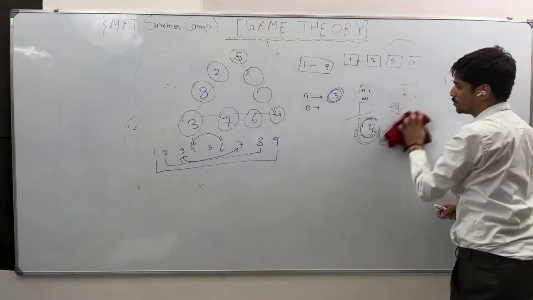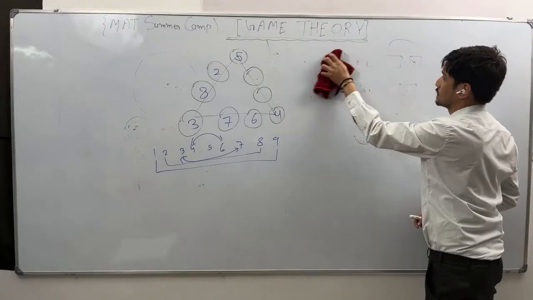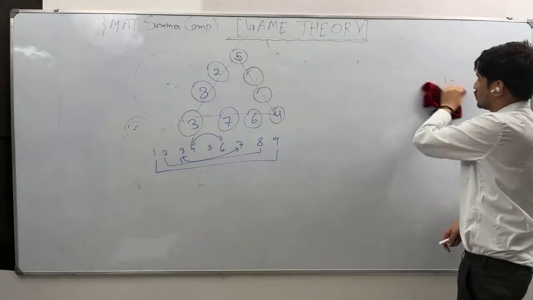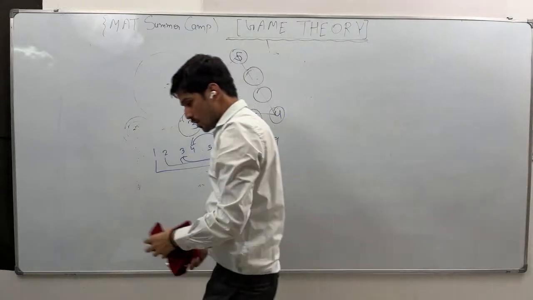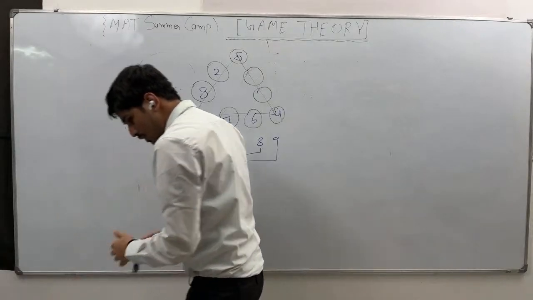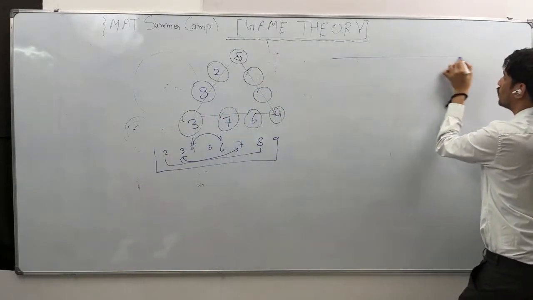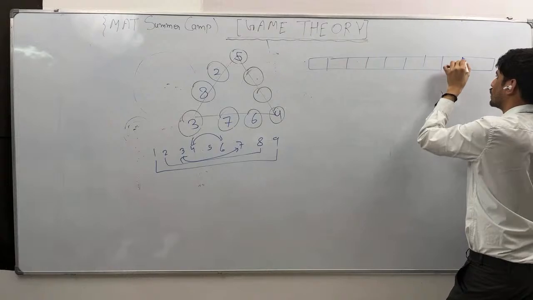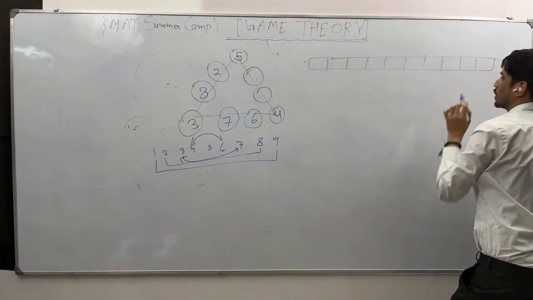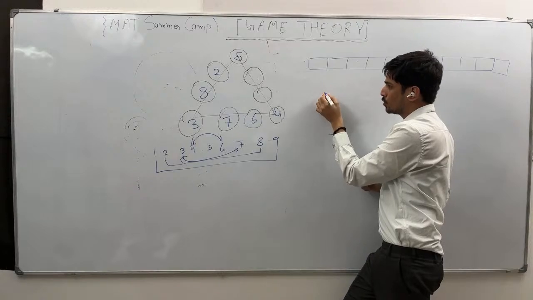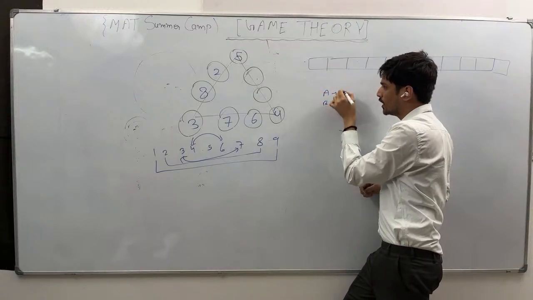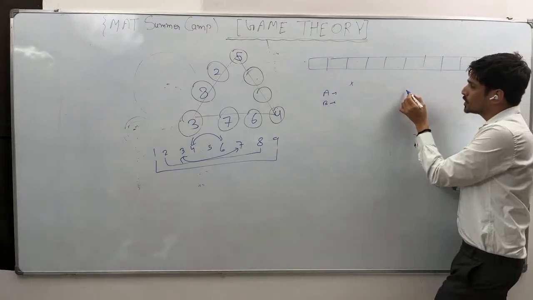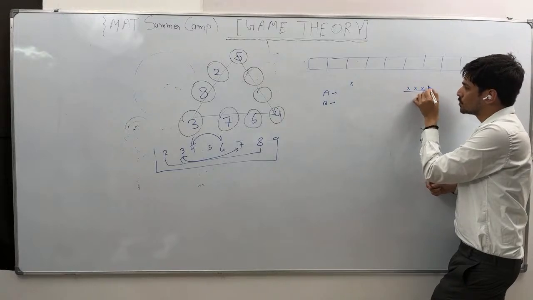This one is clear. Let's move to the next question. Okay. So the next question is, let's say you have 11 boxes. Okay, you have a total of 11 boxes. 1, 2, 3, 4, 5, 6, 7, 8, 9, 10, 11. And there are two friends playing, A and B, and they are putting a cross within each box. But now whichever player gets 3 consecutive boxes will win.